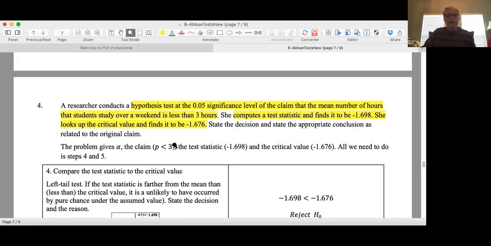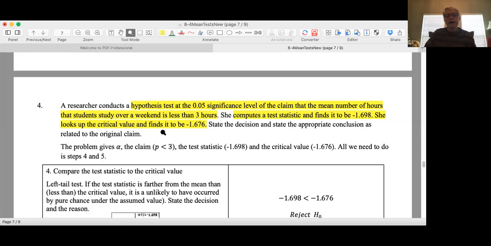Okay, here we have a researcher who conducts a hypothesis test at the alpha equals 0.05 significance level of the claim that the mean number of hours that students study over a weekend is less than 3 hours. She computes a test statistic and finds it to be negative 1.698, and she looks up the critical value and finds it to be negative 1.676. State the decision and state the appropriate conclusion as related to the original claim.